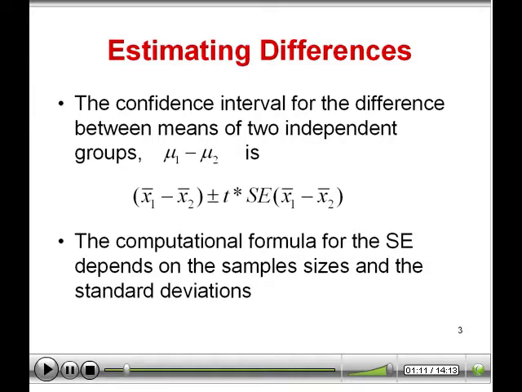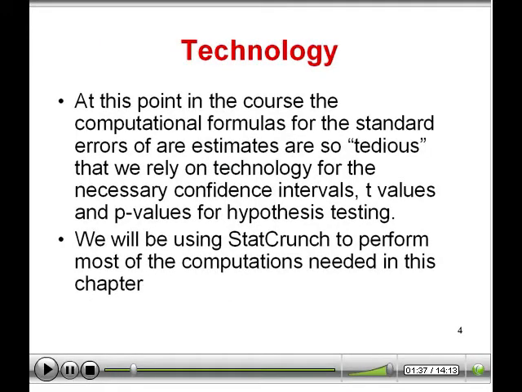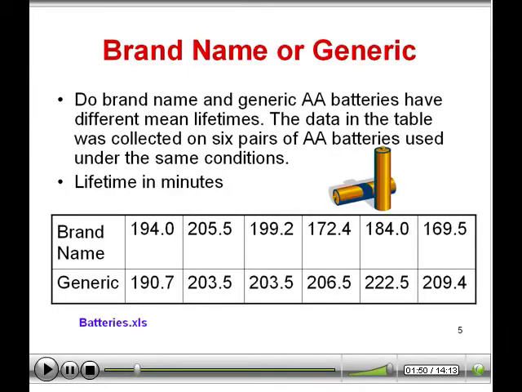To establish a confidence interval for the difference of two population means, we compute the difference of the two sample means and then add and subtract a margin of error. The margin of error depends upon the confidence level, the sample sizes, and the sample standard deviations. The truth is, it is a very complicated formula. The good news is, at this point in the course, we will rely on technology, specifically StatCrunch, to evaluate confidence intervals for two sample studies. So let's consider our first two-sample study.